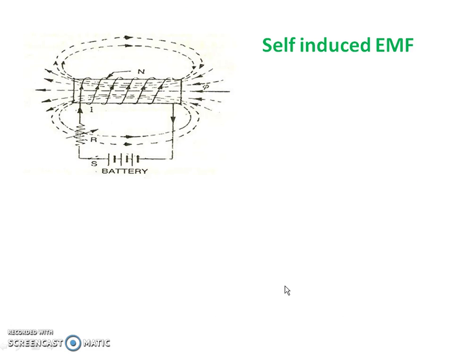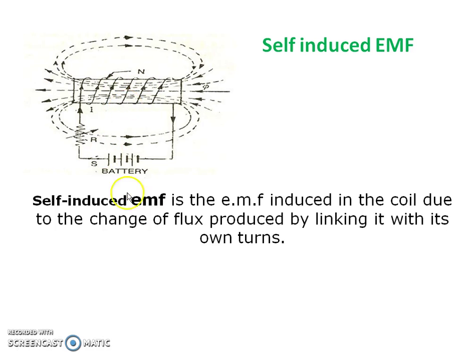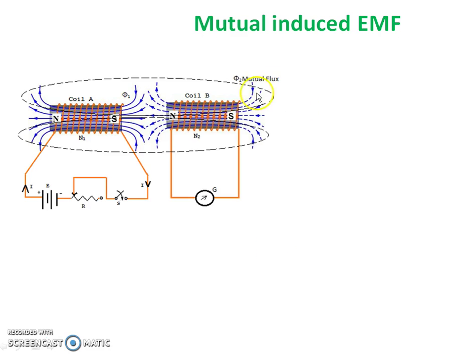What are these self and mutual induced EMFs? Consider one single electromagnet which is energized with a battery through which the current can be varied. Now this changing current produces a changing flux. This flux links with the coil and so an EMF is induced in this coil. This EMF is called self-induced EMF. So self-induced EMF is the EMF induced in the coil due to the change of flux produced, linking with its own turns.